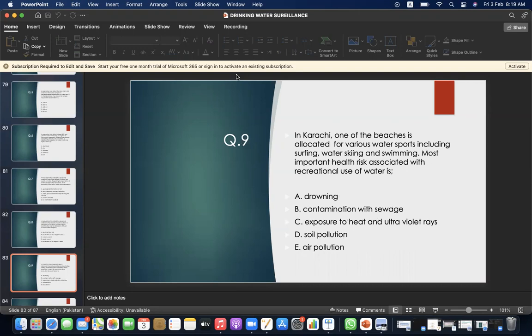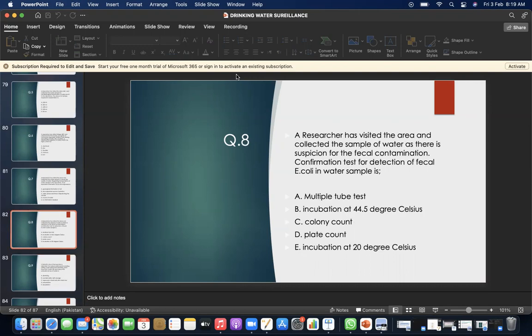Ninth: in Karachi, one of the beaches is allocated for various water sports, including surfing, water skiing, and swimming. The most important health risk associated with recreational use of water is A, drowning, B, contamination with sewage, C, exposure to heat and ultraviolet rays, D, soil pollution, E, air pollution. B. Yeah, obviously it's B. It's the contamination that we are more afraid of.